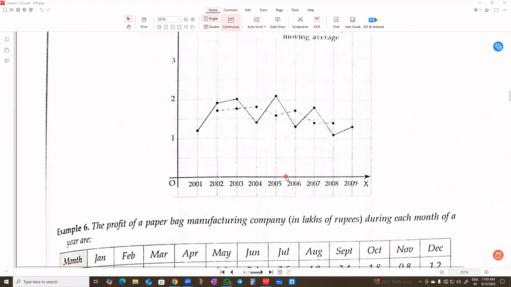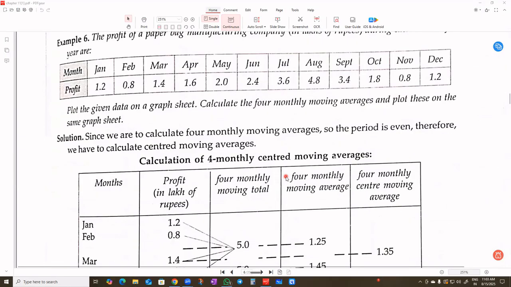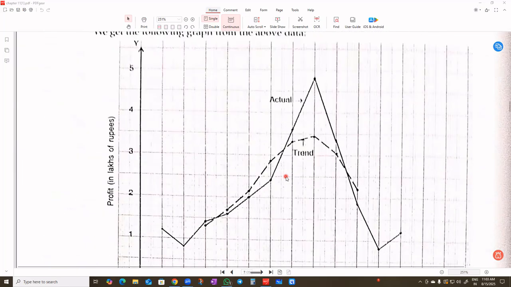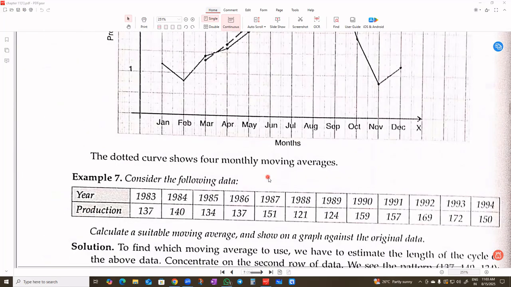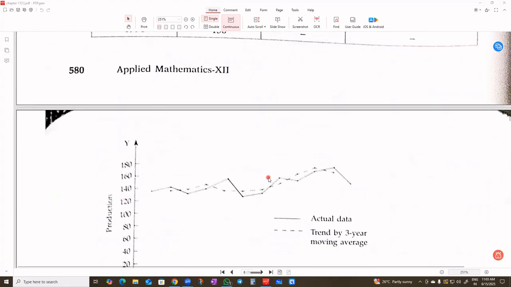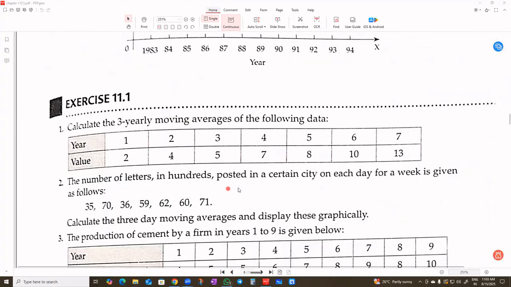You can try the remaining examples. Okay, 4 years, 5 years, whatever. And the graphs are also very important. You should try all these examples from your textbook. And in the next video, we will solve exercise problems.